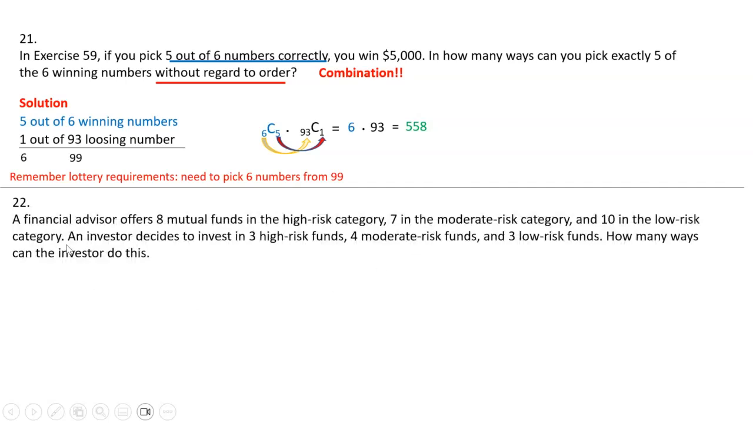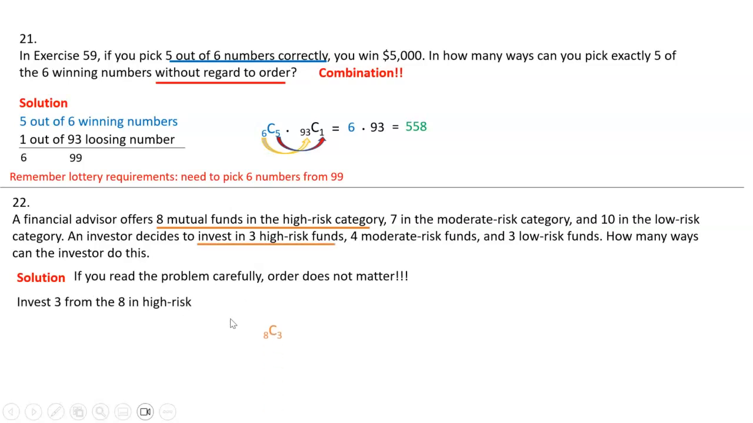Number 22. A financial advisor offers 8 mutual funds in the high risk category, 7 in the moderate risk category, and 10 in the low risk category. An investor decides to invest in 3 at high risk, 4 at moderate risk, and 3 at low risk. How many ways can this be done? Here's the solution. From the 8, they want to invest in 3. So it's going to be 8 combination 3. From the moderate risk, there's 7. They want to invest in 4, right? So it'll be 7 combination 4.